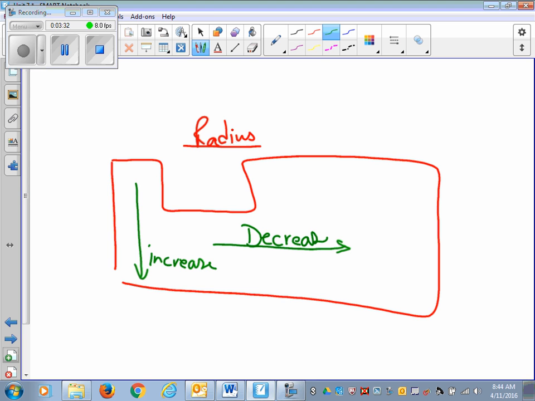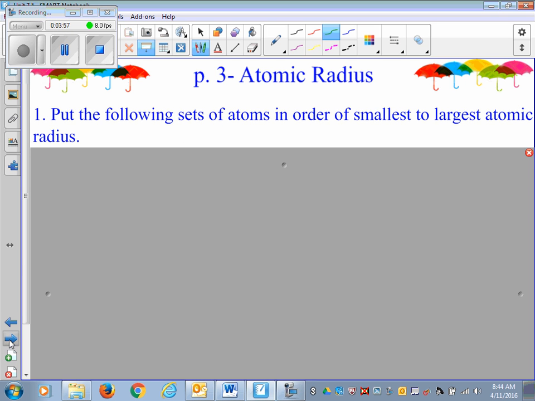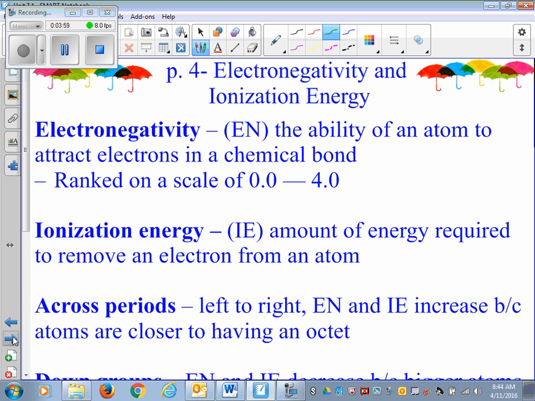Now you need to know the trend, but you also need to know the reason. Why is it increasing down? Why is it decreasing across? Once you know the trend of the atomic radius, every other trend that we're going to study is opposite to that. So that makes it easy. Just memorize one trend, which is easy to understand, and every other trend is opposite. What is the other trend we're talking about? The other trend is electronegativity.